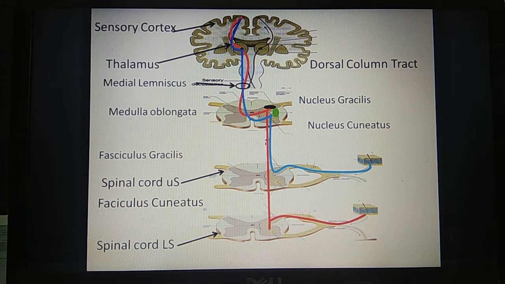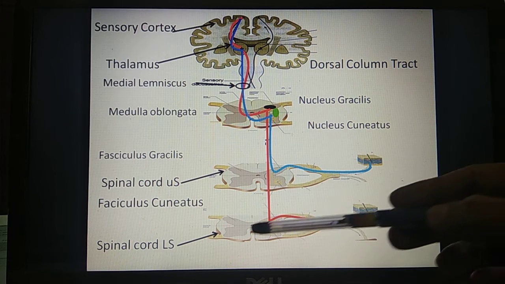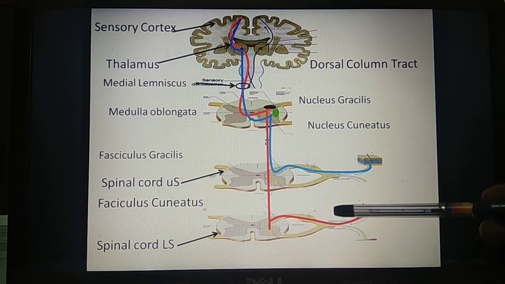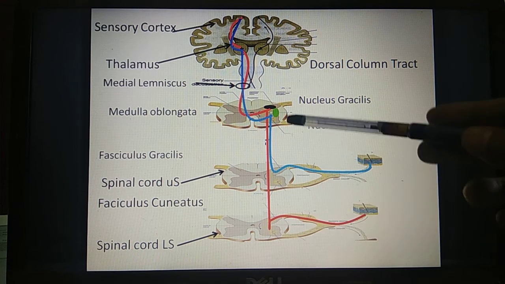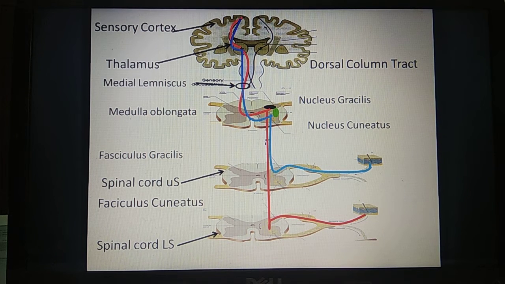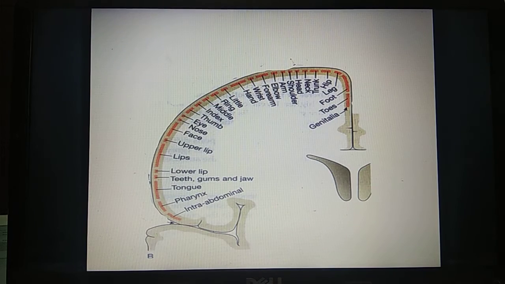Now you can see both these tracts are crossed, but the level of crossing is different. That means the right side of the body's impulse is going to the left cortex. Okay, but the level of crossing in the spinothalamic tract is at the same level. In the dorsal column tract, it is uncrossed in the spinal cord and crossed above the medulla oblongata.